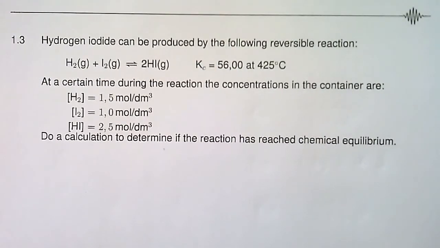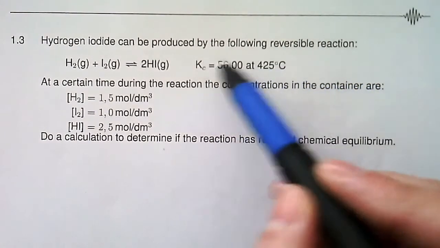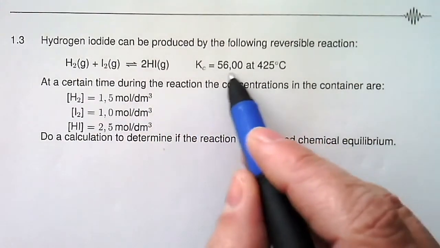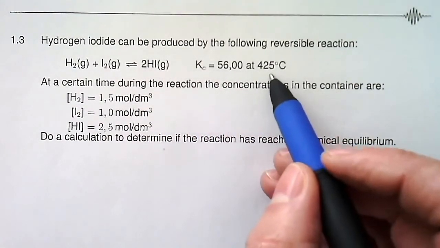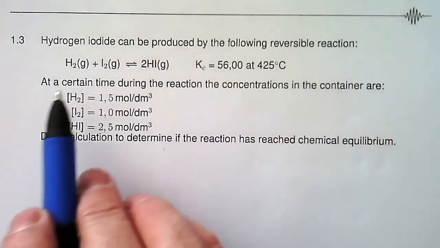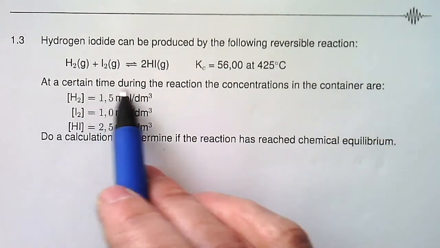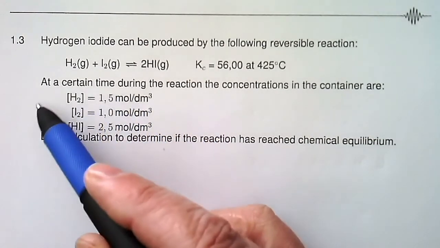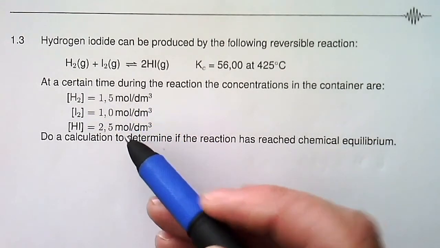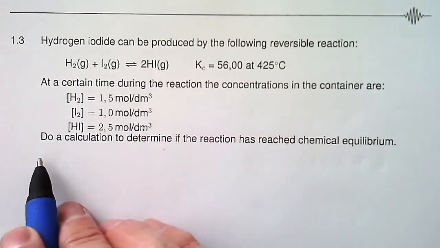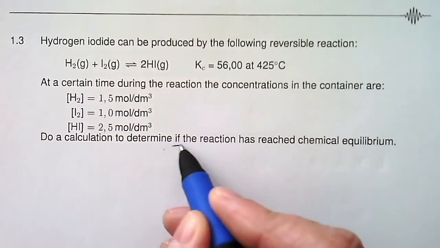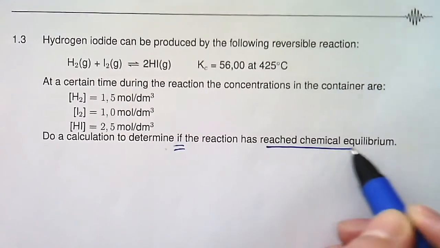Moving on to number 1.3, hydrogen iodide can be produced by the following reversible reaction, and they give you the Kc value is 56 at 425 degrees Celsius. And now they tell you that at a certain time during the reaction, the concentrations in the container are, and they give you all the concentrations. And now the question, do a calculation to determine if the reaction has reached chemical equilibrium.